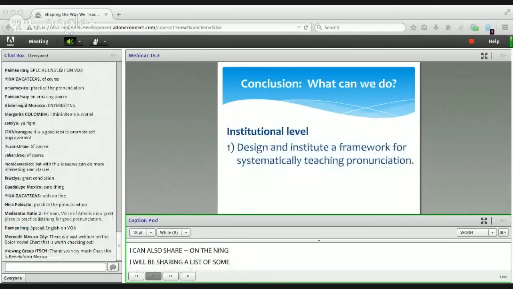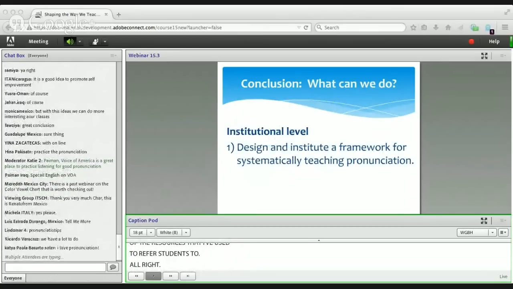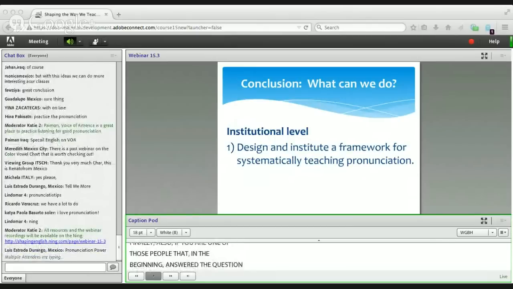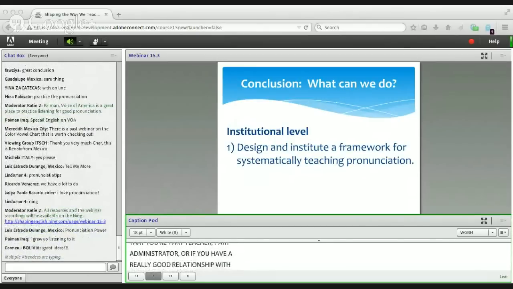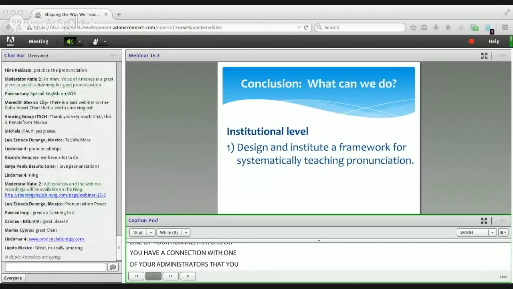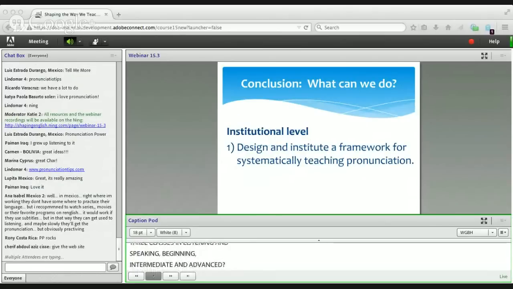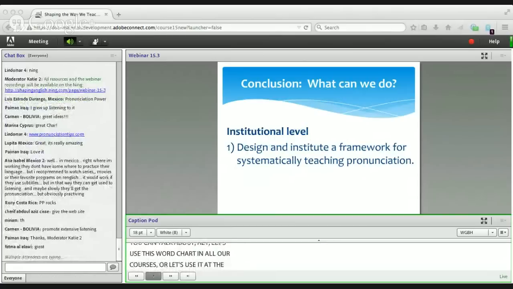All right, and finally, if you are one of those people that in the beginning answered the question that you're part teacher, part administrator, or if you have a really good relationship or a connection with one of your administrators that you can talk to about this, what can you do on an institutional level? I don't know what your program is like, but let's say there's 3 classes in listening and speaking: beginning, intermediate, and advanced. You could talk about, hey, let's use this word chart in all of our courses, or let's use it at the intermediate advanced level in these particular ways, or let's use the color vowel chart.